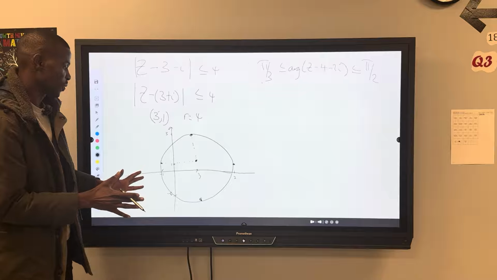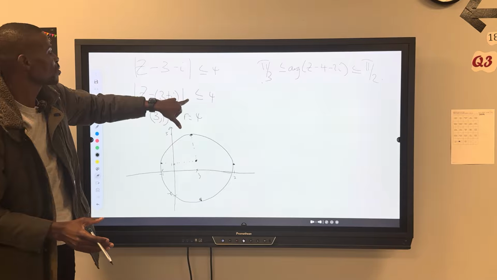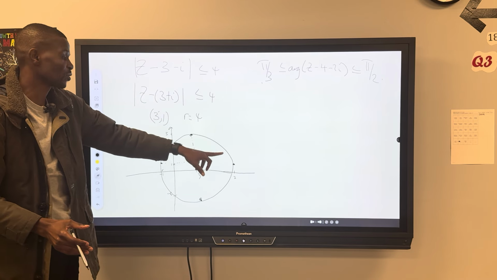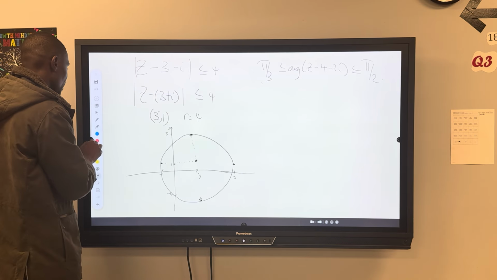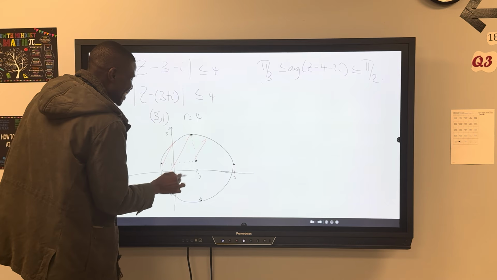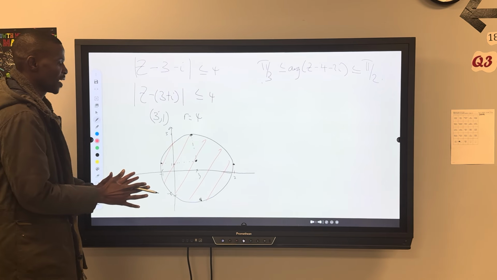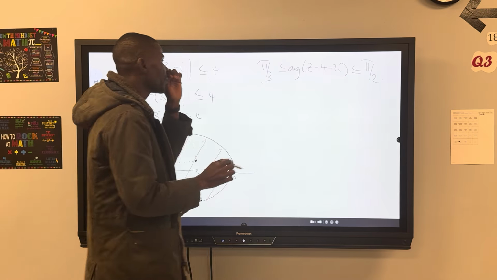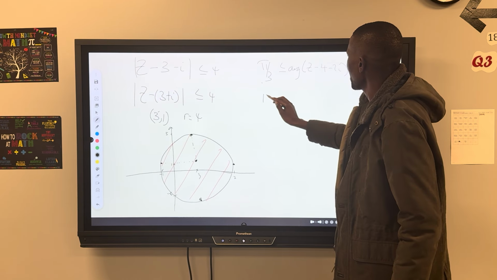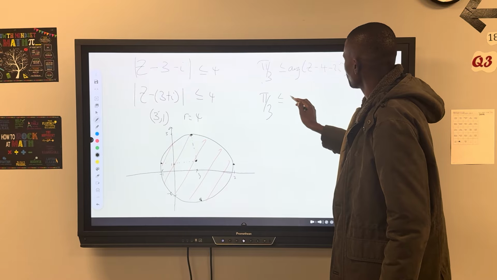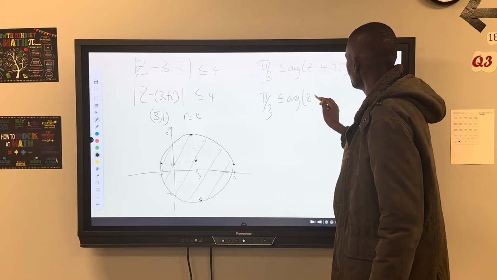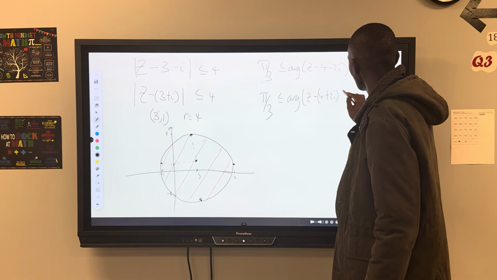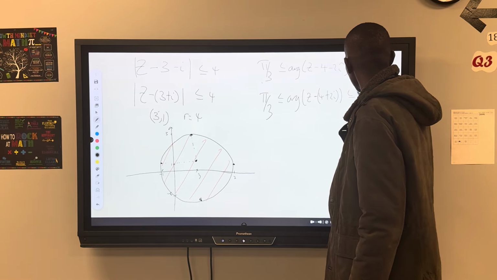Now we have our circle here, right? So less or equal to, it's going to be a continuous line, but if it was strictly less, it was going to be a broken circumference. Then you're going to shade anything inside here as required. That's the first part for this one. Remember, we need the simultaneous one. Then when we come here, it's going to be pi over 3 less or equal to arg of z minus 4 minus 2i, less or equal to pi over 2.